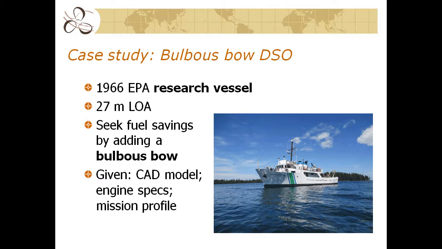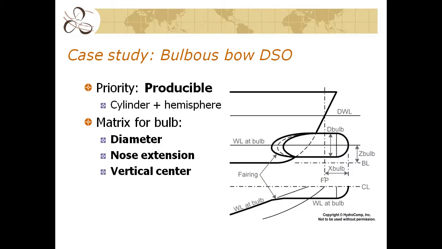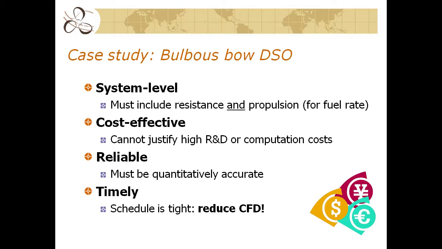Well, maybe. Let's look. And so they gave us a CAD model, engine specs, mission profile, and the shipyard we were working with wanted to make sure that this was going to be simple because the EPA didn't have a big budget for this. So we were constrained by manufacturing requirements of really just a cylinder, a hemisphere, and a fairing. And so the limited amount of parameters that we had was quite small. We had a diameter, we had a nose extension from the forward point of the water plane, and a vertical center. So basically, we were trying to solve for three variables in a cylinder hemisphere orientation. And so it had to be a system level solution because what we were after was fuel consumption improvements. So we had to take this all the way through.